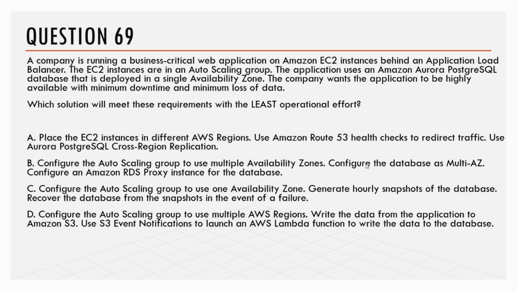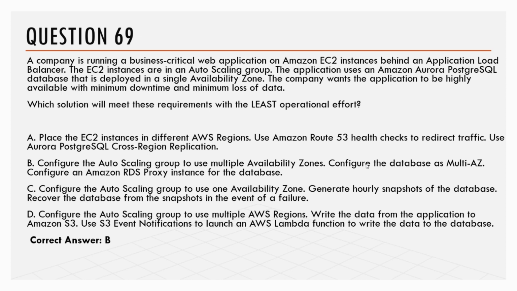Recover the database from the snapshots in the event of a failure. Option D. Configure the auto-scaling group to use multiple AWS regions. Write the data from the application to Amazon S3. Use S3 event notifications to launch an AWS Lambda function to write the data to the database.